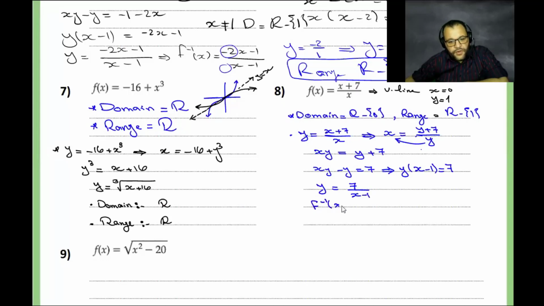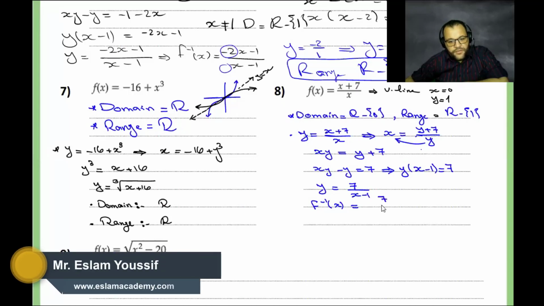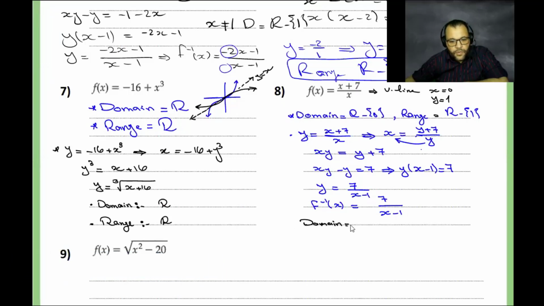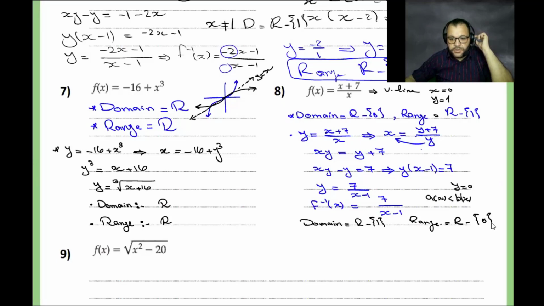So f inverse of x is equal to 7 over x minus 1. Look at the domain for this one. Domain: all values of R except 1. And what about the range? All values except 0. Why all values except 0? Because the degree of a of x is smaller than the degree of b of x. If the degree of the numerator is smaller than the degree of the denominator, there is only one horizontal line of asymptote, which is y equals 0. So you will accept all of the values except 0.